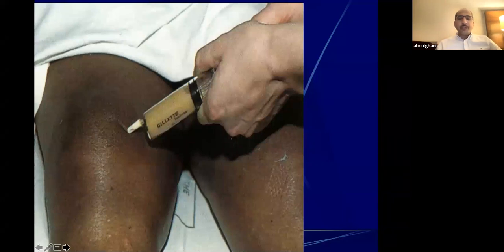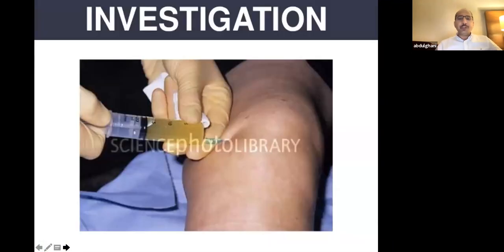Okay, this is an example. The thick pus is coming. Obviously, the diagnosis is very straightforward. Actually, it is septic arthritis unless proved otherwise. Straw colored fluid can be septic still. We have to examine it. It can't be ruled out just by the color.